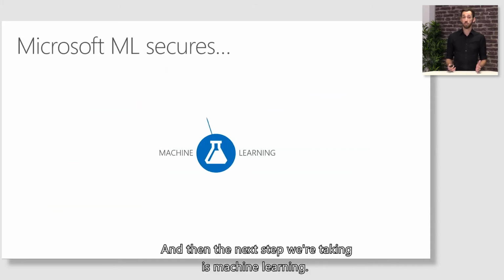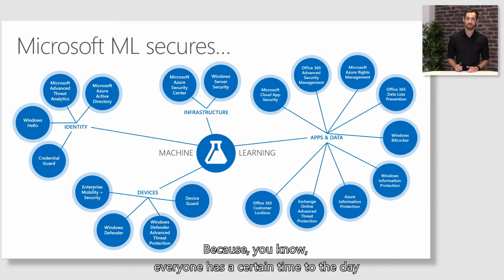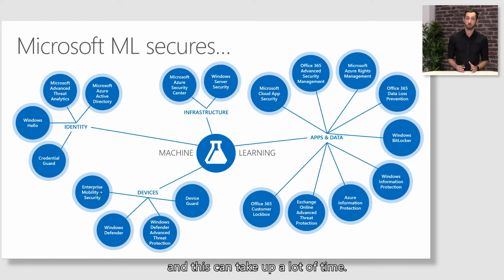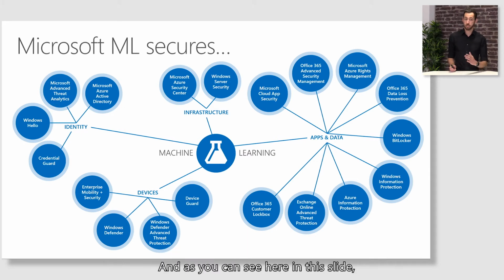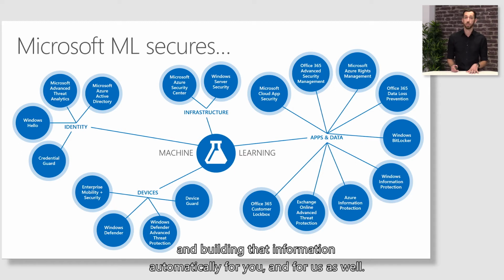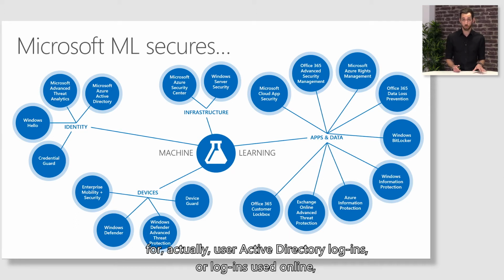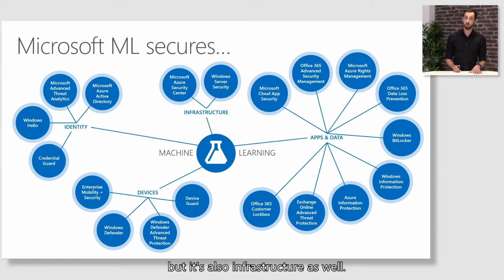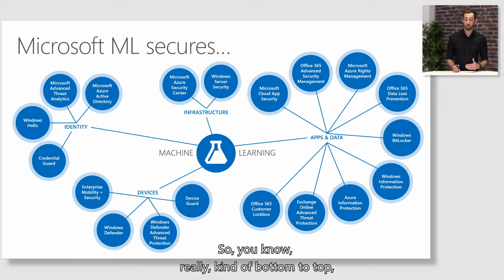And then the next step we're taking is machine learning. Machine learning goes out and does this as an automated element, because looking into these logs, building this information and building the graphs and reports of where things might be exposed can take up a lot of time. As you can see in this slide, machine learning is going off and probing and building that information automatically for you and for us as well. It's a mixture of not only identity, such as user Active Directory logins or logins used online, but also infrastructure, so operating systems as well as devices. Really bottom to top, from the stack perspective, being covered there.